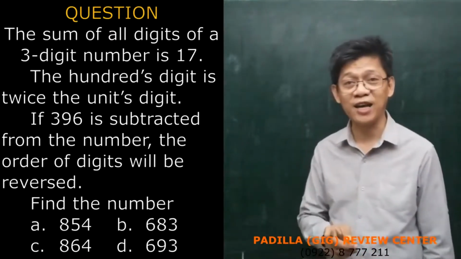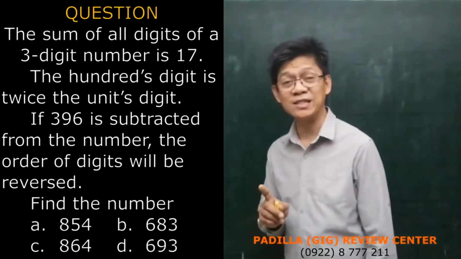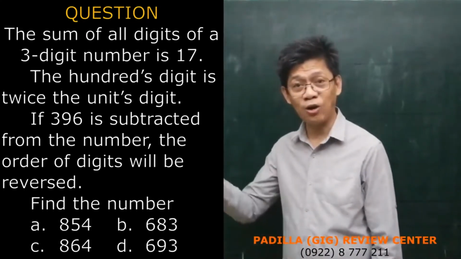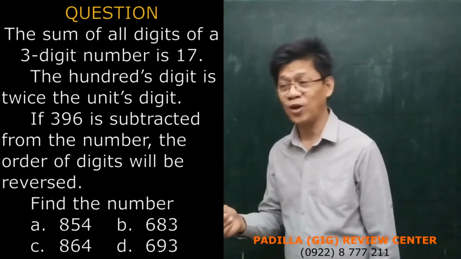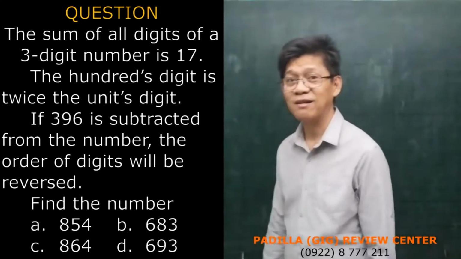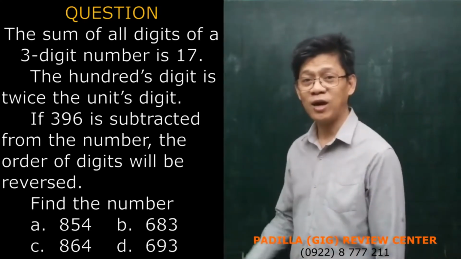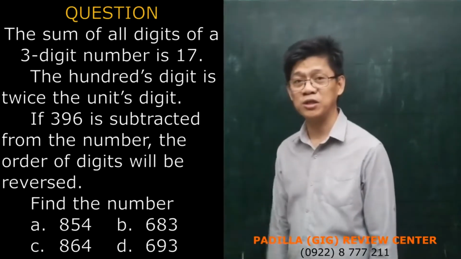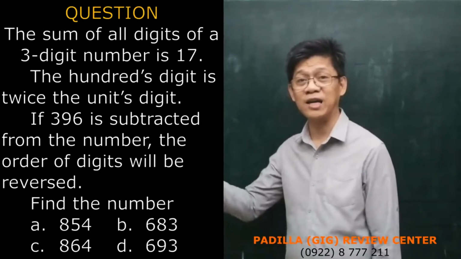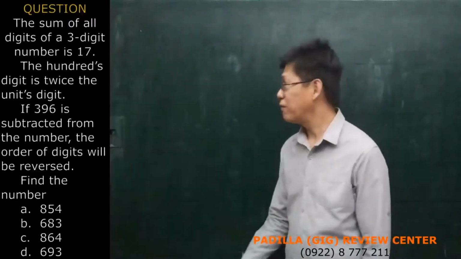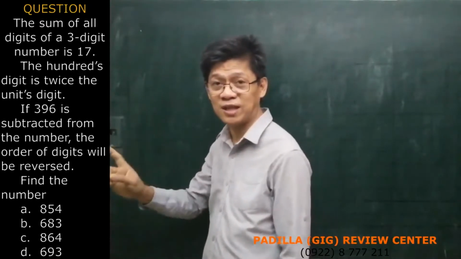Question: find the number. Notice that since the question is the number, all the options are candidate values for the number, right? So one of them is the number. Kasi kung hindi sila yung number, then may mali yung question. So what we are going to do is simply substitute them one by one against the conditions. The first condition is that the sum of the digits is 17.